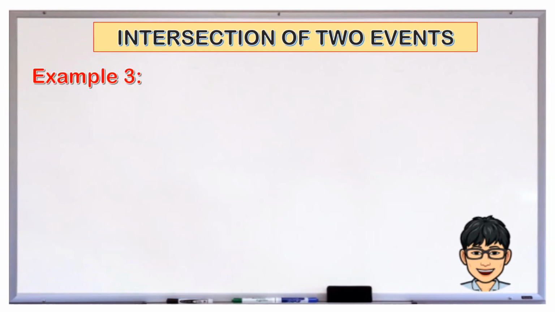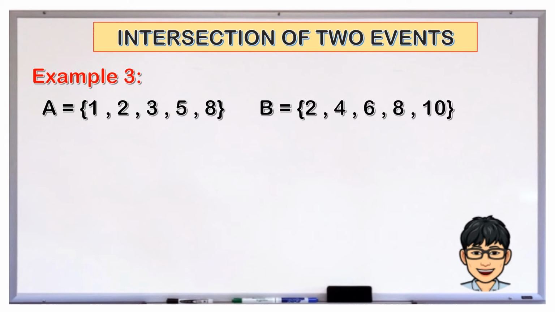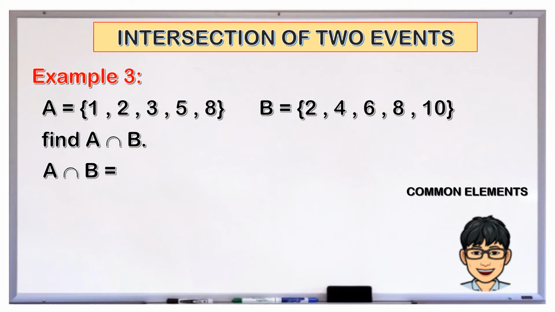Let us consider this example number 3. Let's say ang ating event A ay 1, 2, 3, 5, 8 at ang ating event B ay 2, 4, 6, 8, and 10. And we're going to find A intersection B. So to find A intersection B, lagi nating tatandaan na hinahanap natin dito ay common elements. From the two events, ang common elements ng event A at event B ay 2 and 8. Therefore, ang elements ng A intersection B is equal to 2 and 8.